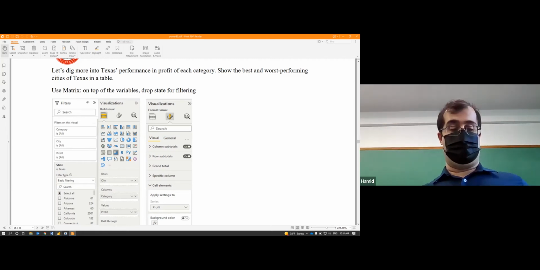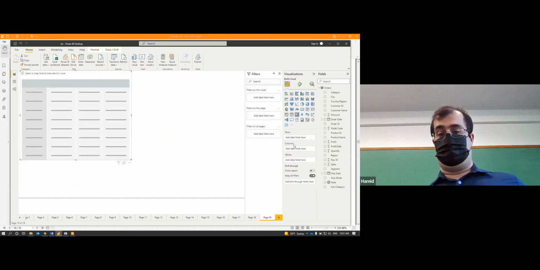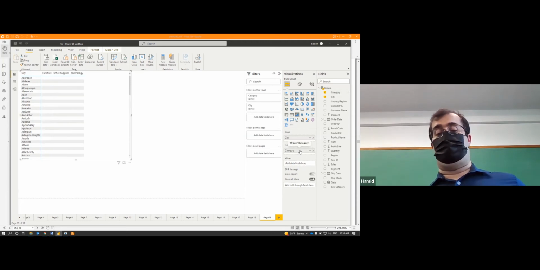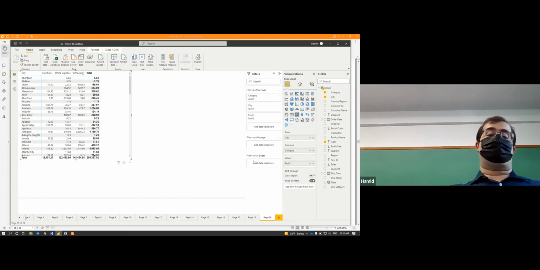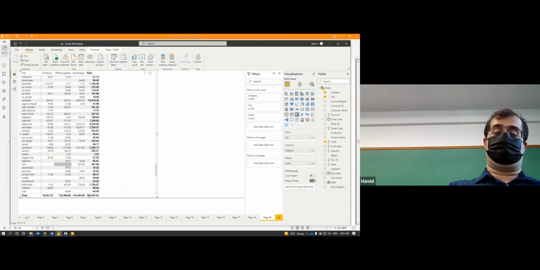Okay, so I make a new matrix. For the rows, I want to pick city, category for columns, and the performance measure here is based on profit. So I drag and drop profit. So as you see on my matrix here, I have so many cities for almost everywhere in the United States.